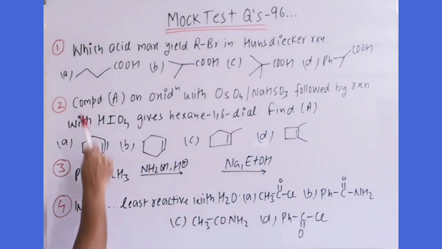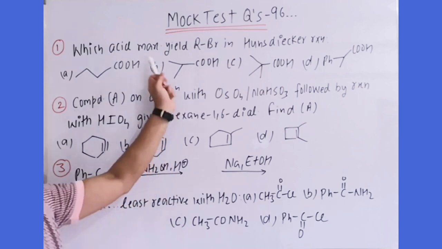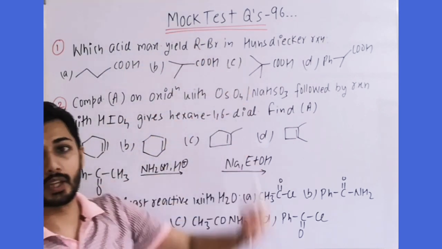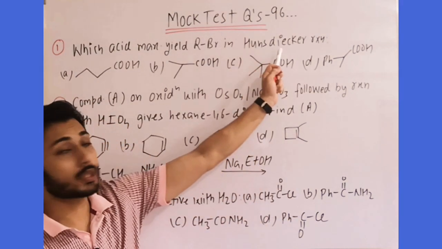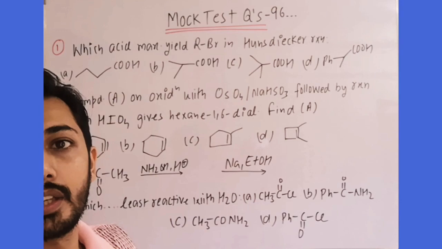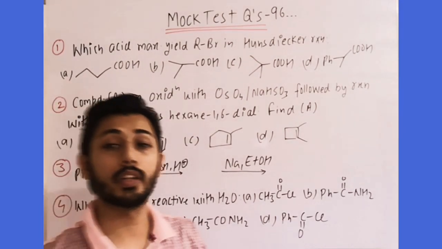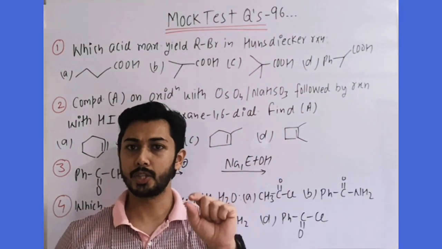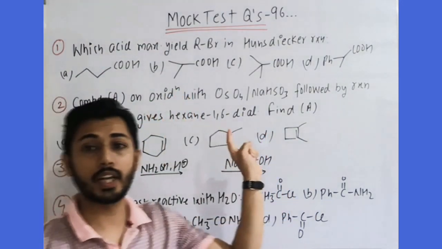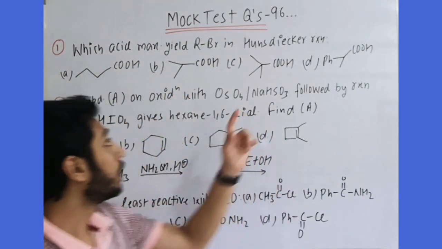So first question is, which acid will yield maximum alkyl bromide in Hunsdiecker reaction? Okay? Which reaction? Hunsdiecker reaction. In the revision also this reaction is covered. In the quick revision videos you can see, or in the notes, this reaction Hunsdiecker is mentioned along with the mechanism. So in the last mock test discussion, that reaction was covered.